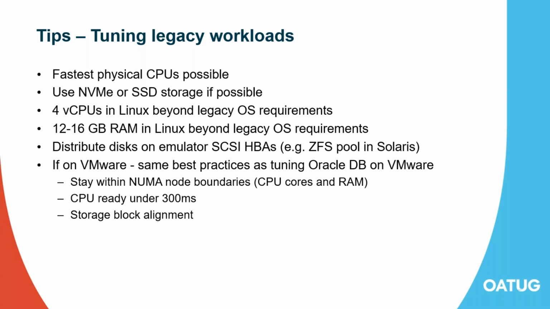You also need an extra 12 to 16 gig of RAM to support Linux and all the other overhead. So for example, if your Solaris workload required 12 gig of RAM, then your Linux guest OS would require at least 24 gig of RAM to be able to meet all the overhead requirements in a performance optimal configuration. The next thing that we really stress is making sure that the disks in your target architecture are distributed as much as possible.